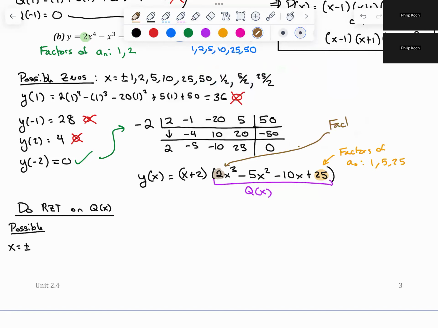Factors of a sub n are 1 and 2. So we've got 1, 5, and 25. And then 1/2, 5 halves, and 25 halves.